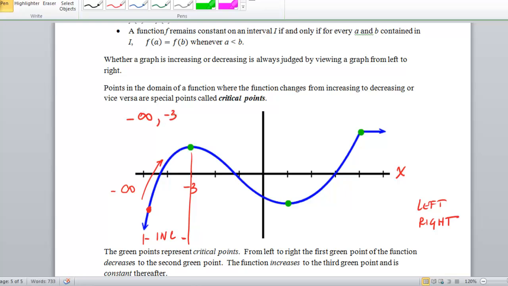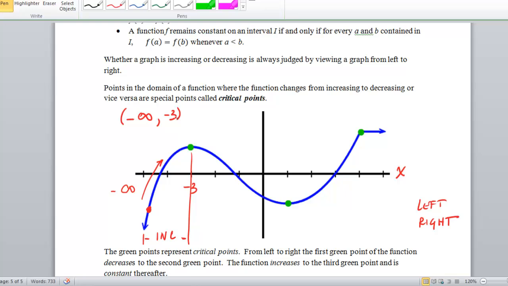Now, the bracketing for this is extremely important. An open parenthesis means not including the value, and so we can never include an infinity value. But here, the green point is at -3, but we told you that at that point it's constant, it's no longer increasing. So we would use an open parenthesis to not include the -3 as well.